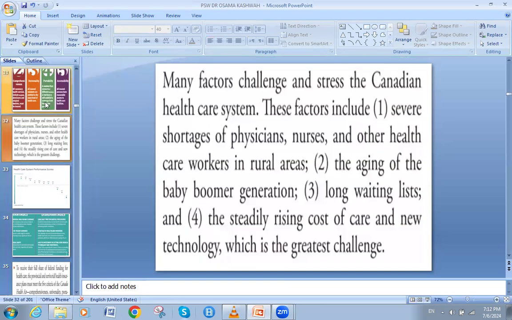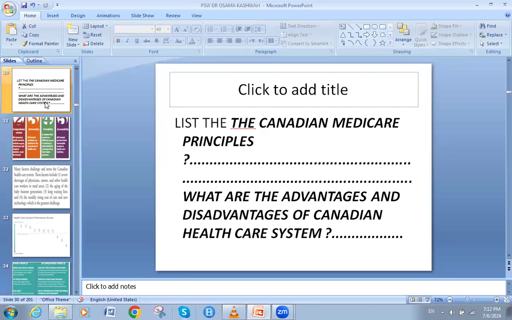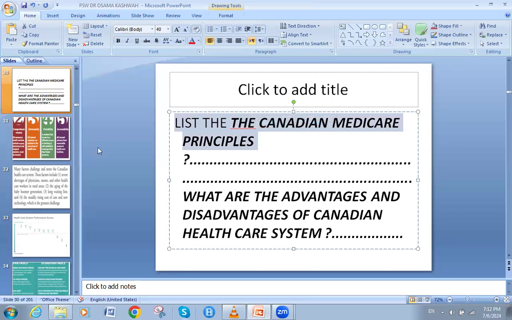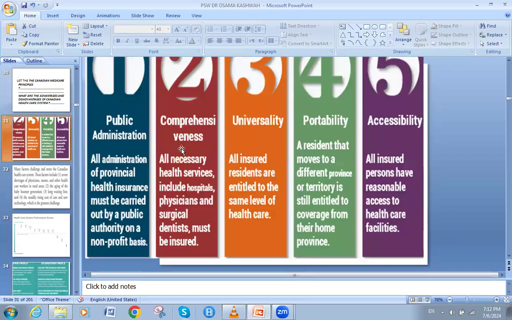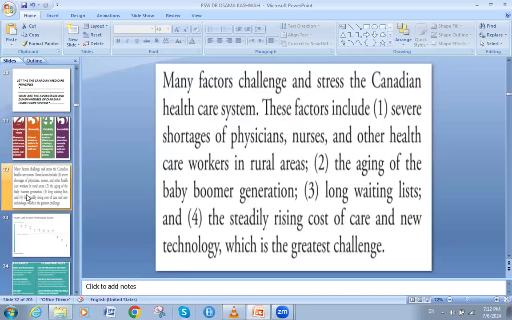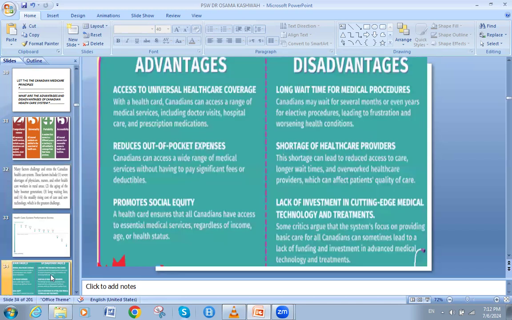So here, back on track, and these are the two questions which we had. Again, the Canadian Medicare principles, we talked about these: public administration, comprehensiveness, universality, portability, and accessibility. And we also said there are challenges going on. There is a severe shortage of physicians and nurses. We have the aging baby boomer generation. We have the long waiting lists.